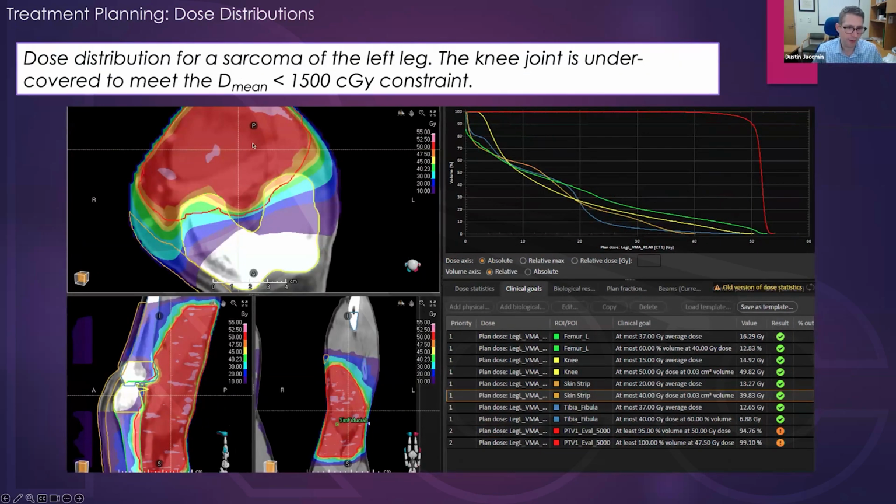This case is a bit more favorable. The PTV was deliberately undercovered to protect the knee, but other than that, all of the priority 1 constraints were met for the femur, the knee, the skin strip, the bones of the lower leg. And so this is a more clean-cut case where you can see that we got really good coverage everywhere, except right at the knee, we're pulling away from the knee, but that was consistent with the physician's intent to meet this mean dose less than 15 gray constraint.